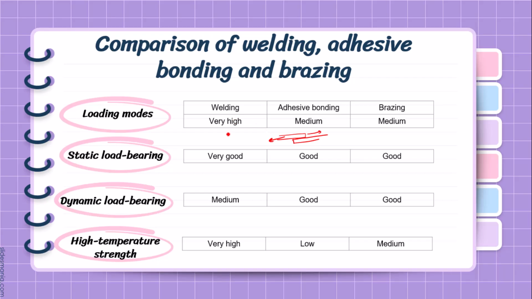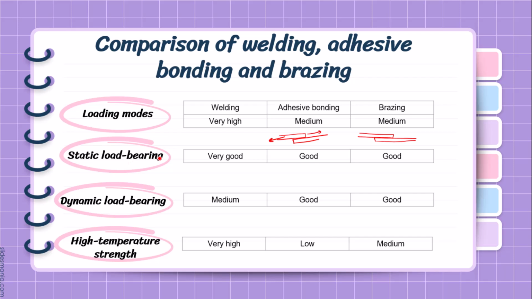For welding, the welded joints can bear the loads in every direction, whether it is shear or normal load. For brazing, like adhesive bonding, we have the limitation of the joint configuration, and we can join the metals only in lap configuration. So that is why the diversity of loading modes that can be applied on the joints is lower compared to welding.